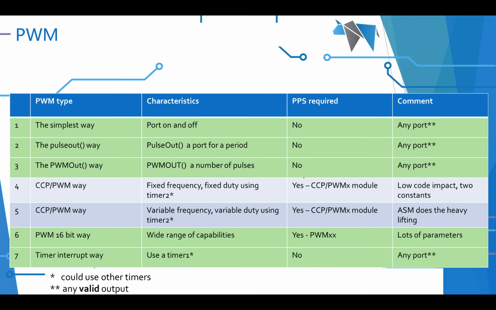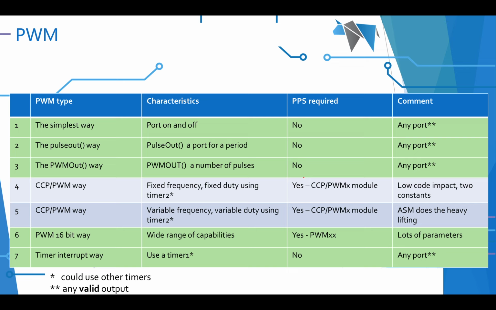Okay, 7 ways. PWM 7 ways. So look, it's a simple way, port on and off. We knew that was going to work because that's just turning ports on and off. And then there's two others called pulse out and PWM out. Well, essentially, they're just ports on and off, fancy ways of doing ports on and off. There's a 16-bit way, number 6. We just set the registers and it just works. And there's an interrupt way. Well, that was going to work because that is essentially turning ports on and off with an interrupt.